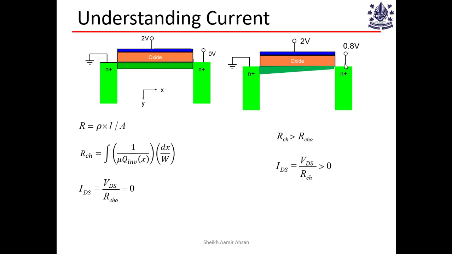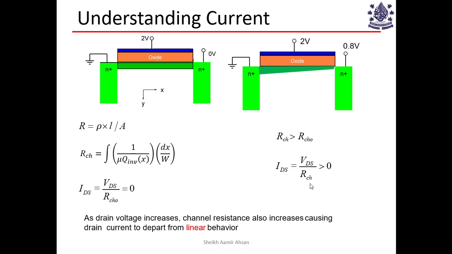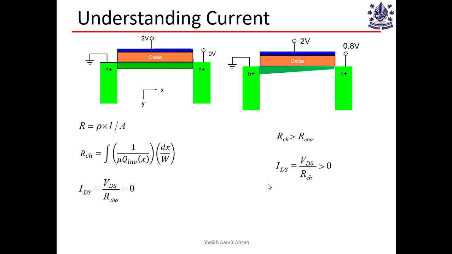But note that the drain to source voltage is positive. VDS is greater than 0. Therefore, the current will be greater than 0. You'll have a current which is non-zero. Now, one thing we have to note here is that if we take a look at this relationship, IDS is equal to VDS by RCH, this tells you that IDS increases as VDS is increased. But we cannot say that it is linear straight away, because if RCH was constant, then IDS would have linearly increased with VDS.